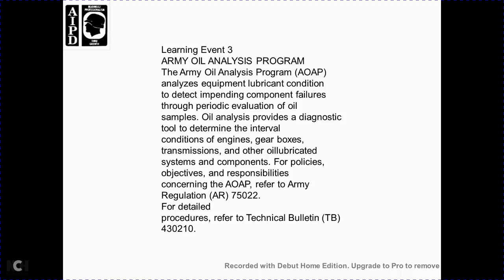The oil analysis provides diagnostic tools to determine the condition of an engine, gearbox, transmission, and other lubricated system components. Refer to Army Regulation 750-22 for policy, objectives, and responsibilities concerned with the Army Oil Analysis Program, and Technical Bulletin 43-0210 for detailed procedures.